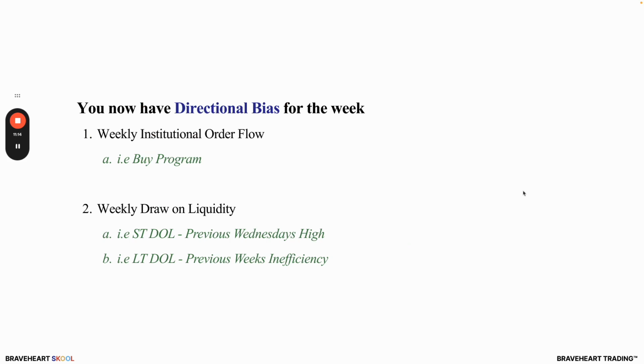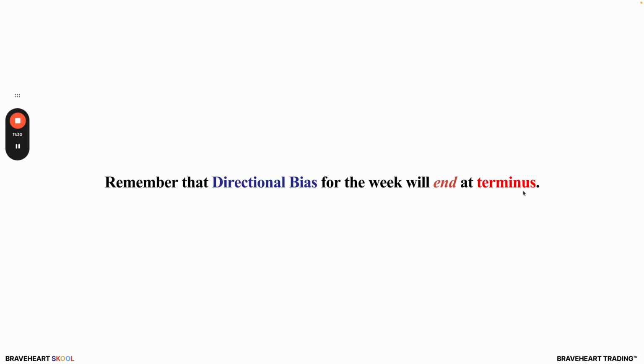So now you have directional bias for the week, okay? Weekly, which is weekly institutional order flow, for instance, a buy program, or it's weekly draw on liquidity, okay, which is a short-term draw and a long-term draw. So remember that directional bias for the week will end at terminus.